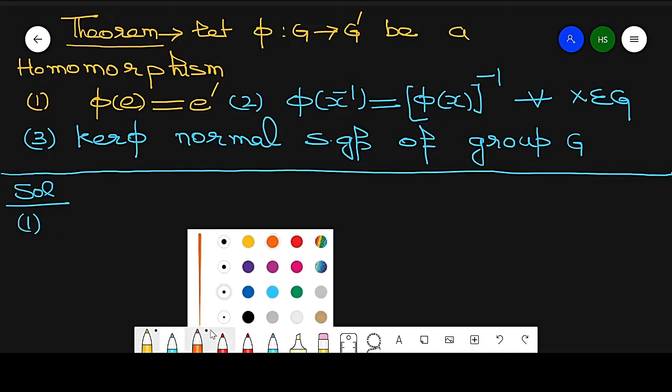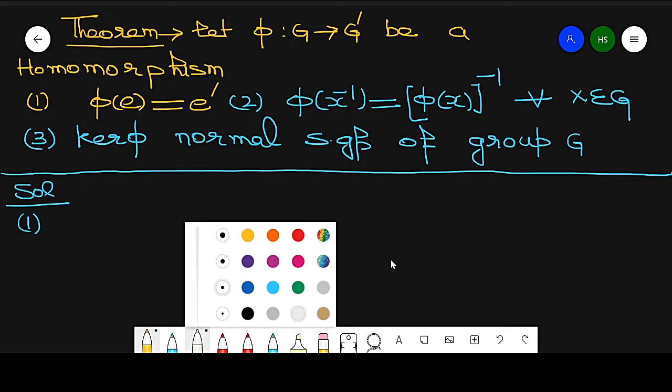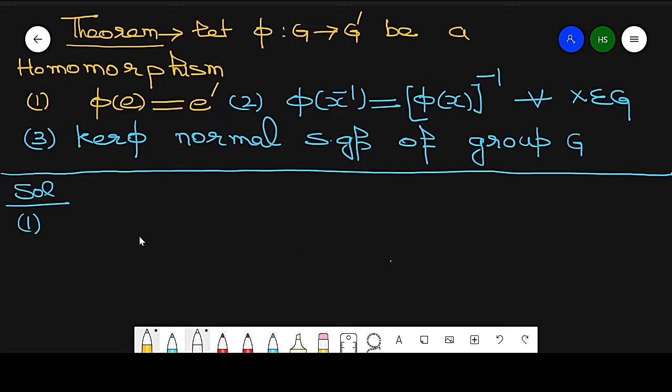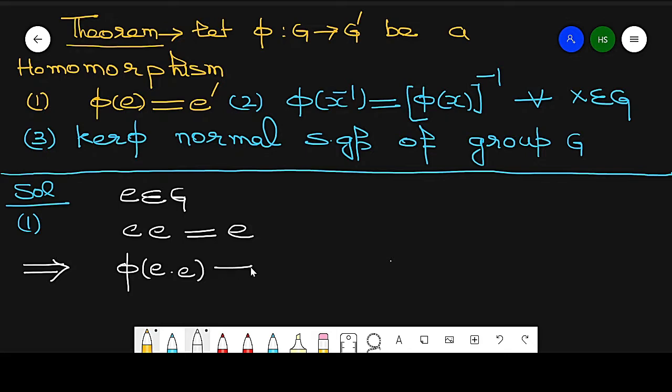So what is the first part? Image of identity is equal to E dash. Since G is a group, and E is the identity of G, it means E into E is equal to E. This is my first step. It implies, so just see the steps, phi of E into E is equal to phi of E.